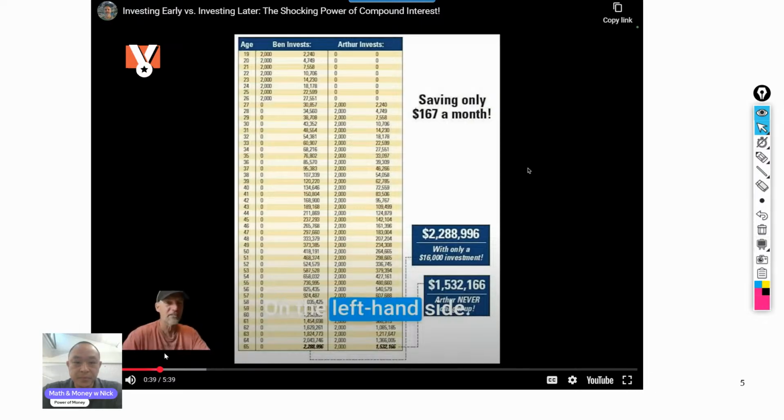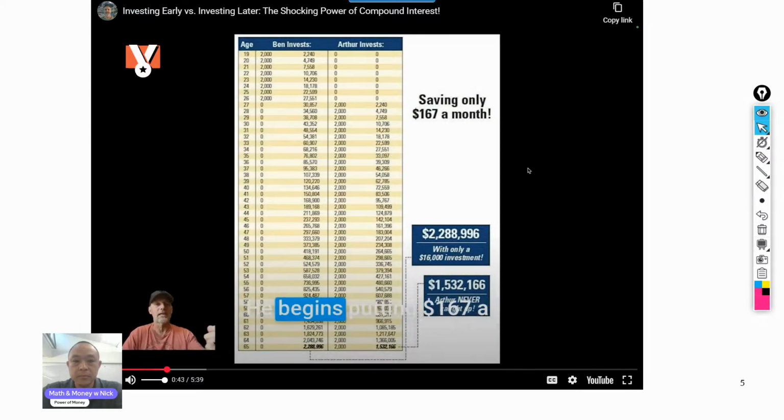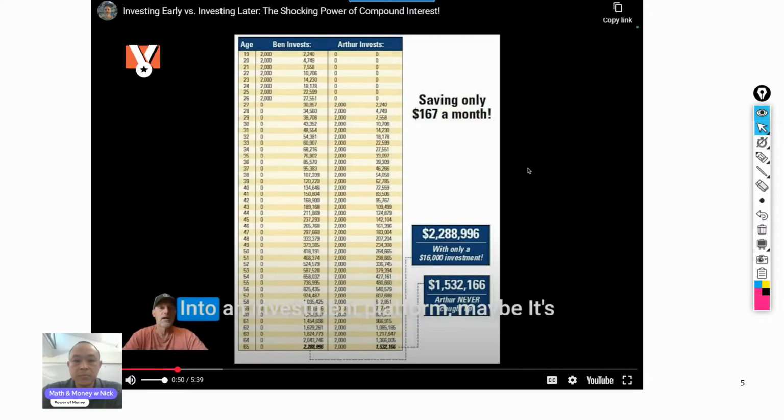Here, on the left-hand side, we have this young man named Ben. At 19 years old, he begins putting $167 a month, which is $2,000 annually, into an investment platform, maybe.